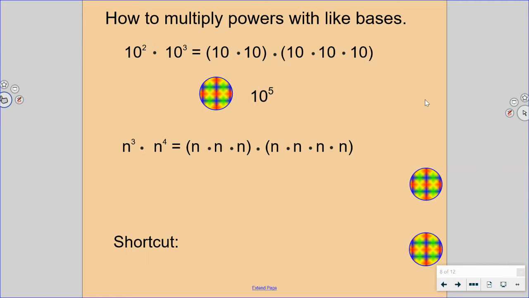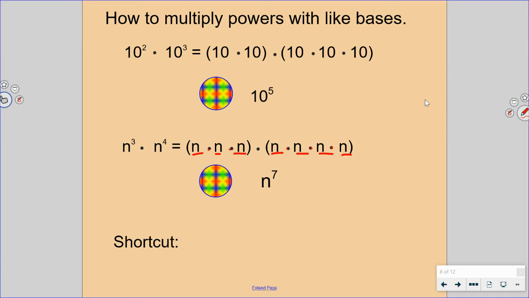Now, some of you might be seeing perhaps a pattern. So let's see if that pattern might also apply to variable bases, n to the third times n to the fourth. So we rewrite n times itself 1, 2, 3 times. We write n times itself 1, 2, 3, 4 times. So that could be rewritten or simplified as n times itself. How many? Well, that would be 1, 2, 3, 4, 5, 6, and 7. So what are you seeing?